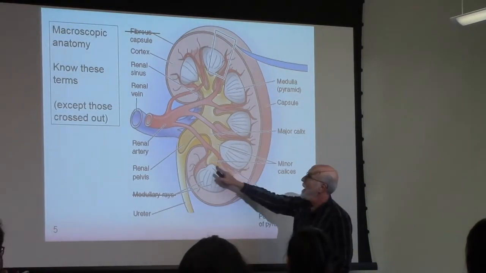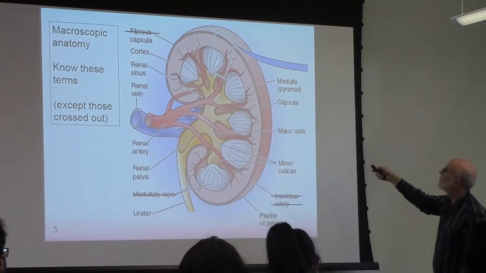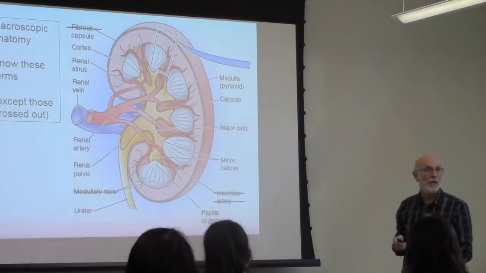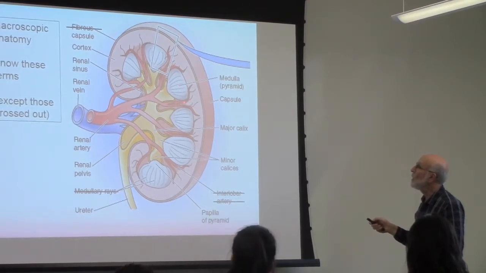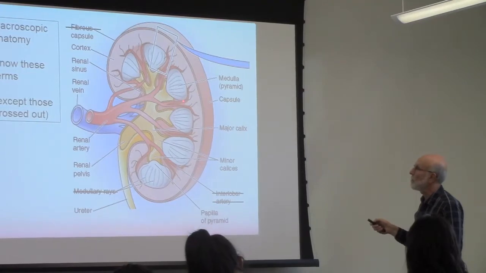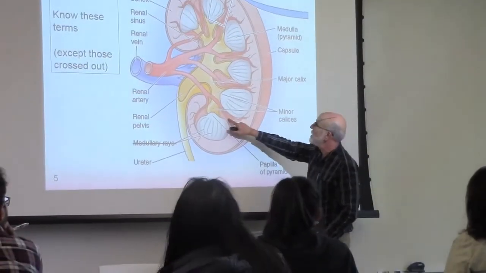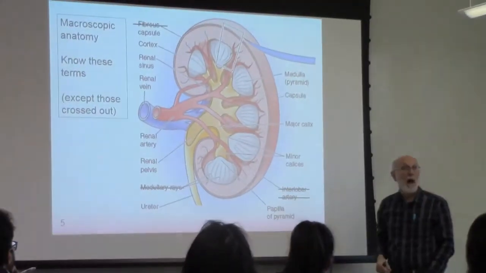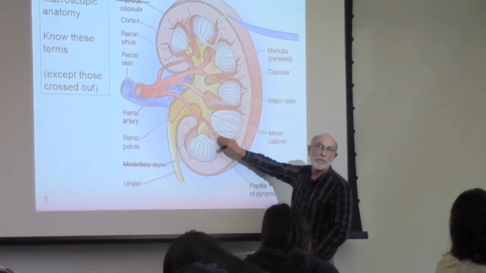The medulla has structures that are called pyramids. This structure is called a pyramid, and you'll see it in the lab on Thursday. And the areas of the medulla between the pyramids are called columns. So the word that is missing from this slide that you need to illustrate yours is that this area right here, and this area right here, and this area right here are renal columns. So the medulla has pyramids and columns.